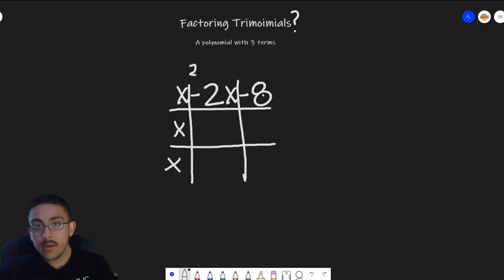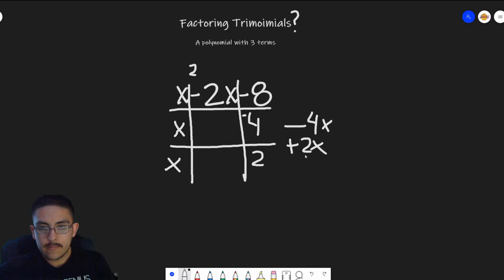And then we need two numbers to multiply to negative 8. So let's do a 4 and a 2. But one of them has to be negative, so let's do a negative here. It's going to be negative 4. We're going to multiply across. It's going to give us negative 4x. X times a positive 2 is going to be positive 2x.